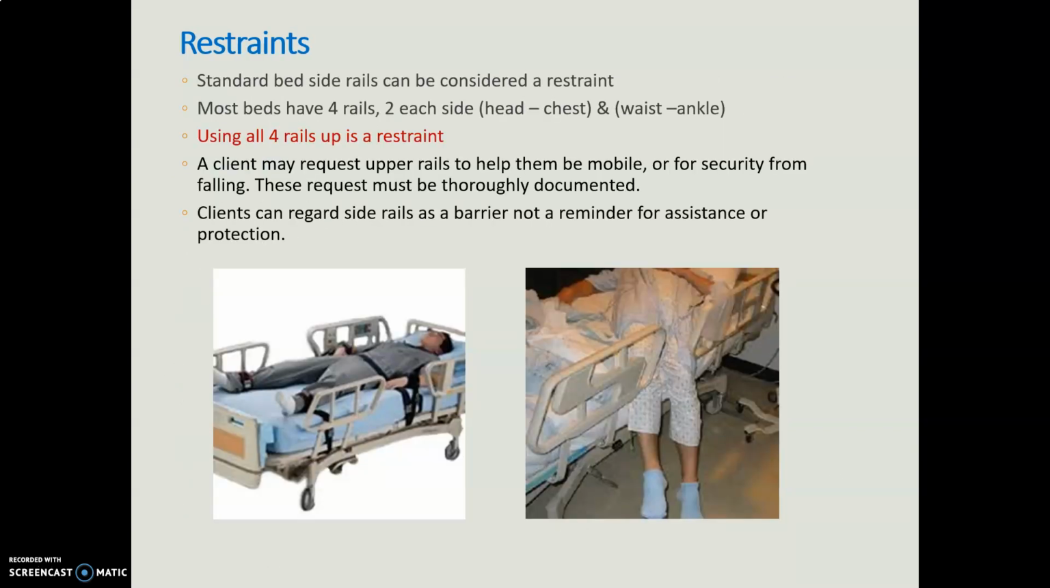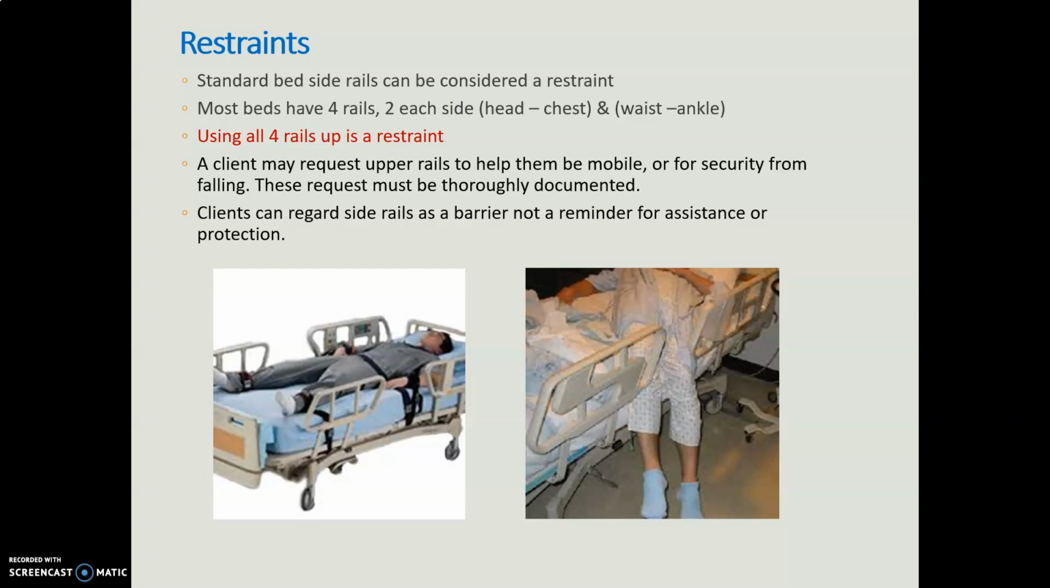So standard bedside rails can be considered a restraint. Most beds have 4 rails, 2 on the top part at the head and chest, and 2 at the bottom from the waist and the ankles down. Whenever all 4 rails are up, our governing bodies have decided that that is an actual restraint.